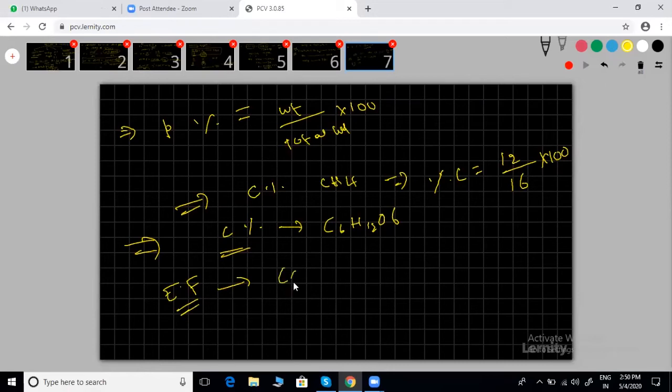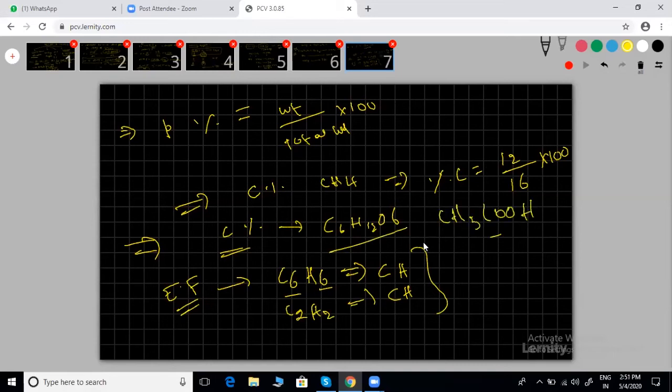For example, C6H6. What is the empirical formula? CH. What is the simplest ratio? CH. C2H2, acetylene. What is the empirical formula? CH. So you try all these things. Different compounds may have the same empirical formula but different molecular formula. Glucose and acetic acid again give the same empirical formula. So different compounds have the same empirical formula.